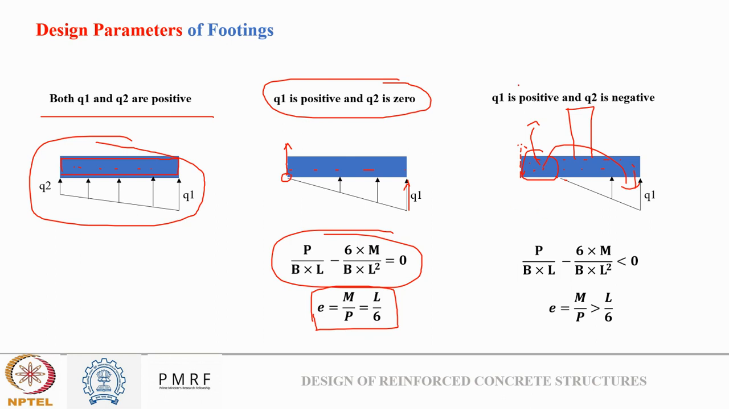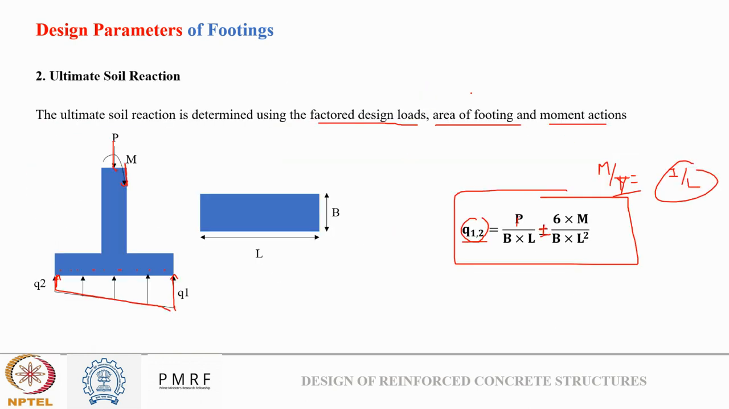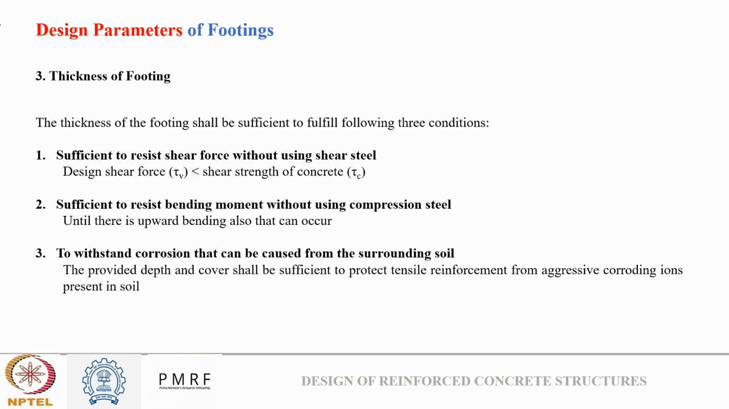Okay, so these are the three criteria based on the moment and load that is acting on the footing. Now, this was the second part where we calculated the ultimate soil reaction. The third part, the most important part, is the thickness of the footing. As per IS 456, the thickness of the footing shall be sufficient to fulfill three conditions. What are those three conditions?